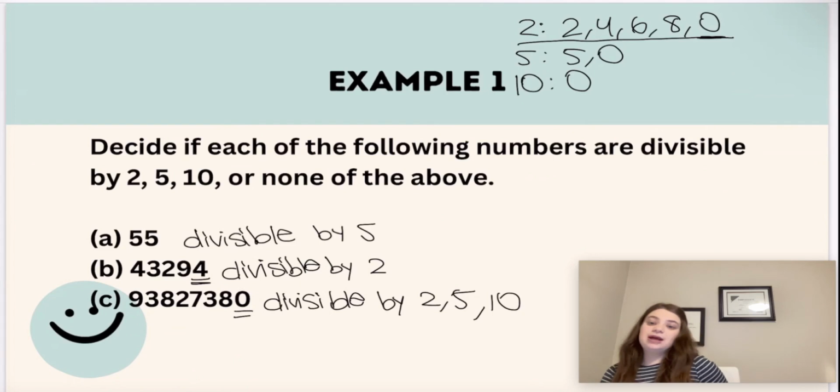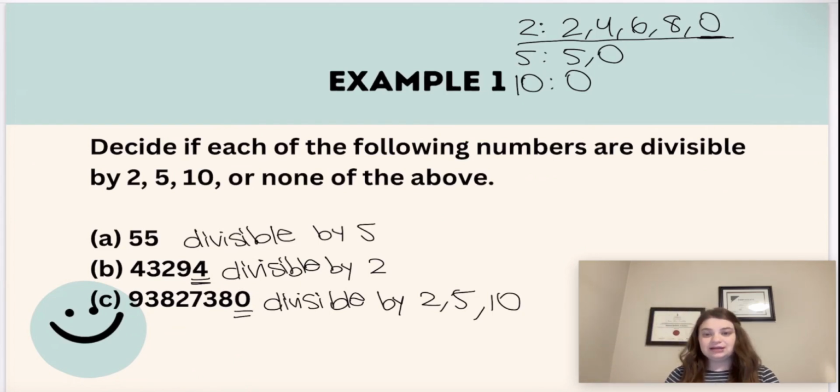Now, something a lot of people might ask is, well, all numbers that are divisible by 10 end in 0, and if a number is ending in 0, then it's also divisible by 2 and 5 automatically. So does that mean all numbers that are divisible by 10 are also divisible by 2 and 5? And absolutely, that is true. If a number is divisible by 10, it means automatically it is divisible by 2 and 5 also. But not all numbers divisible by 2 and all numbers divisible by 5 are necessarily divisible by 10. It depends.